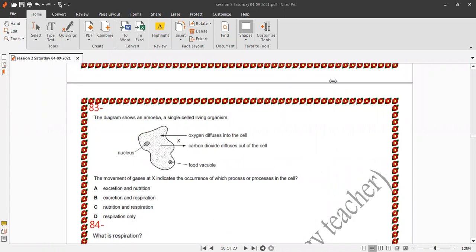Okay, Abdurrahman, can you answer this one? It's B, excretion and respiration. Why excretion? Because carbon dioxide diffuses out of the cell. Why respiration? Because oxygen comes in and carbon dioxide goes out. So the correct answer is excretion and respiration, but not nutrition here.